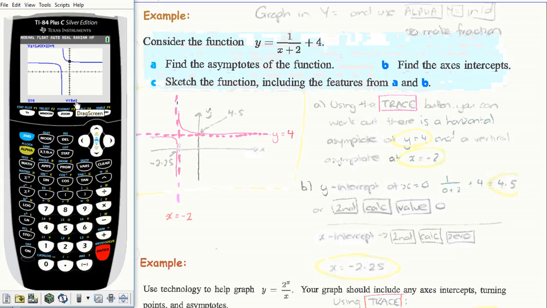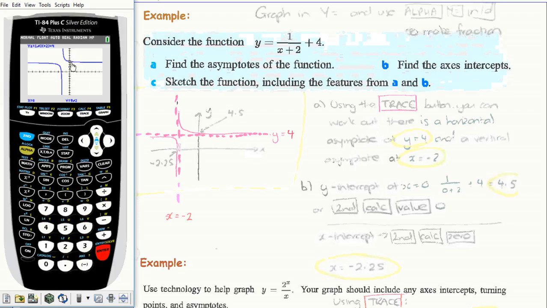So y-intercept is at x equals 0. Another way you could do it is you could just sub in x equals 0 into the equation and calculate it. 1/0 plus 2 in the calculator, using alpha y equals to make a fraction, plus 4 gives you 4.5. Or you can do what we just did. Second calc, value, and type in 0. So we went second calc, selected value, typed in 0. It told us that the y-intercept is 4.5.